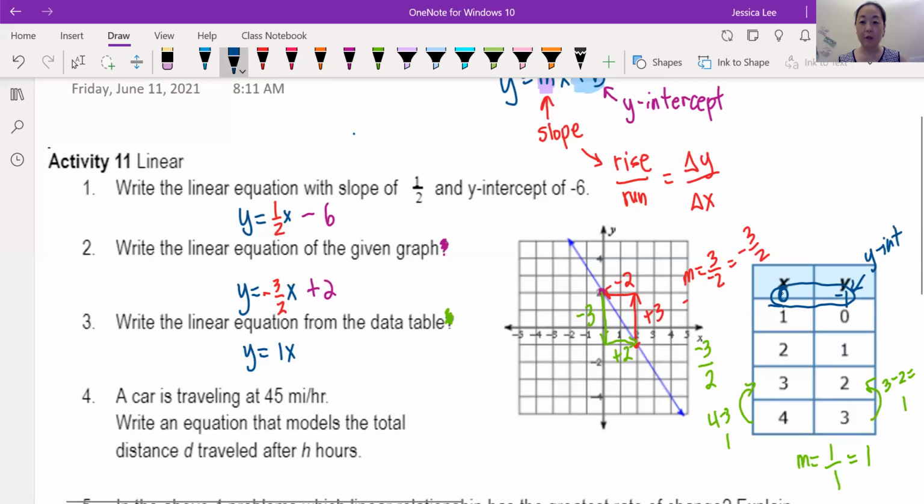Because guess what? On the y-axis, what does x equal? X equals 0, right? And that's always going to be true. Just saying, it'll help you in the future. All right, so my y-intercept here is going to be -1.